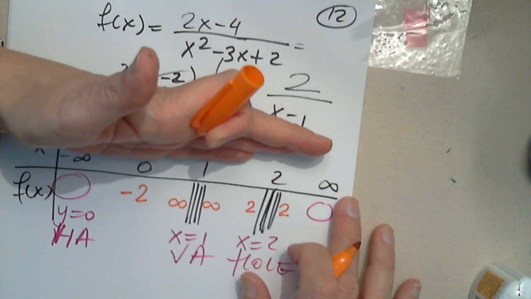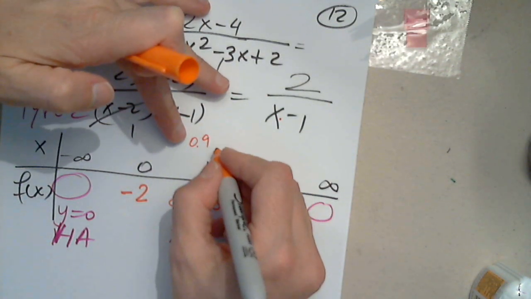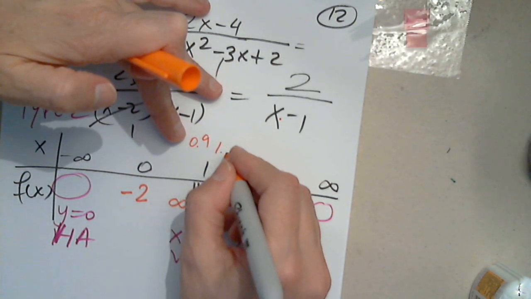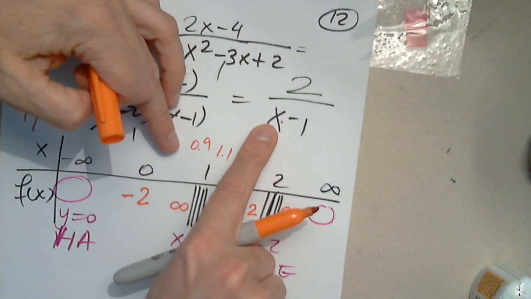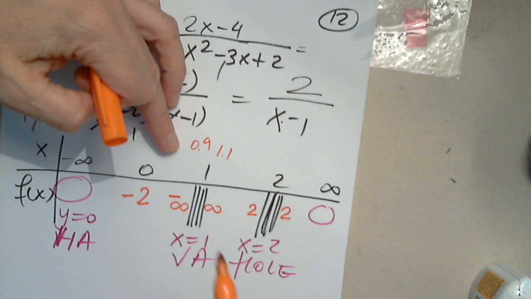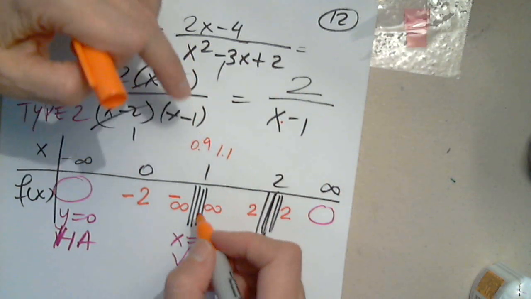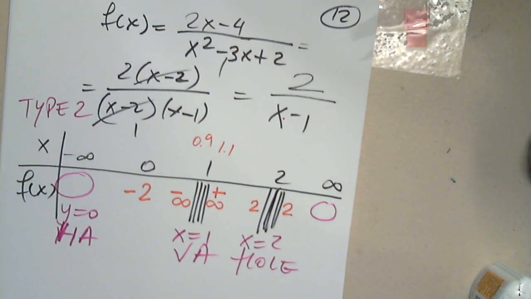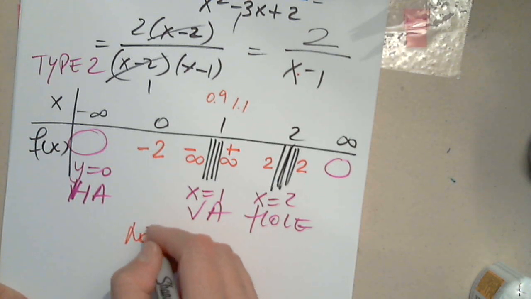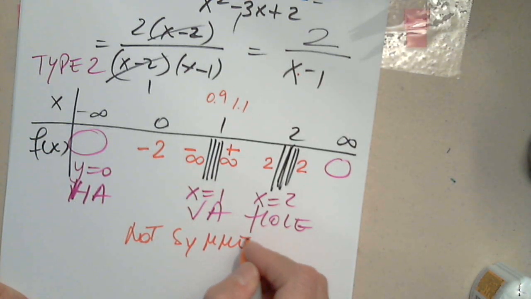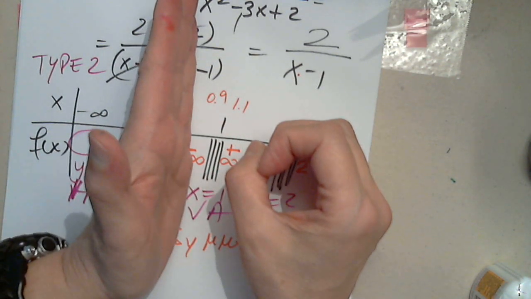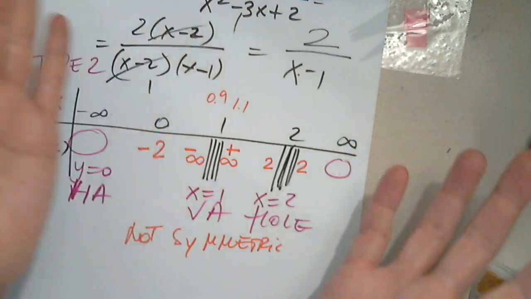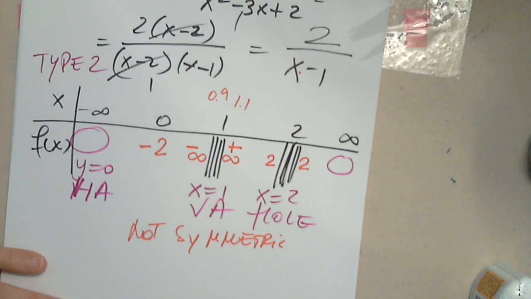I'm not going to graph. This is my check. 0.9, this is negative, so it's negative. 1.1, the whole thing is positive. I'm going to write not symmetric. How can it be symmetric with a vertical asymptote at 1 with a hole at 2? Cannot be symmetric in any way. That's all I need.